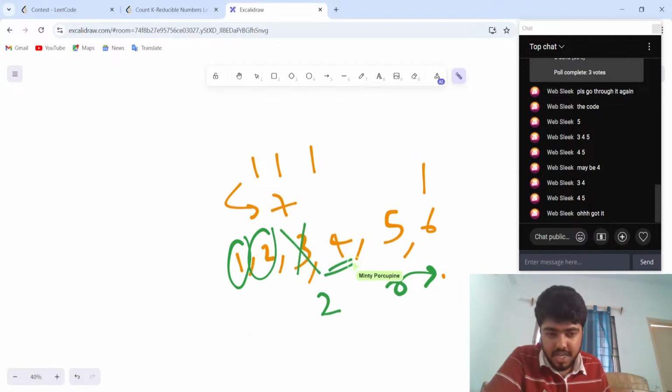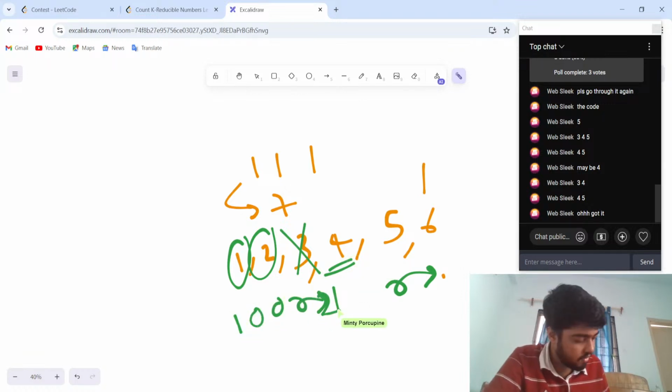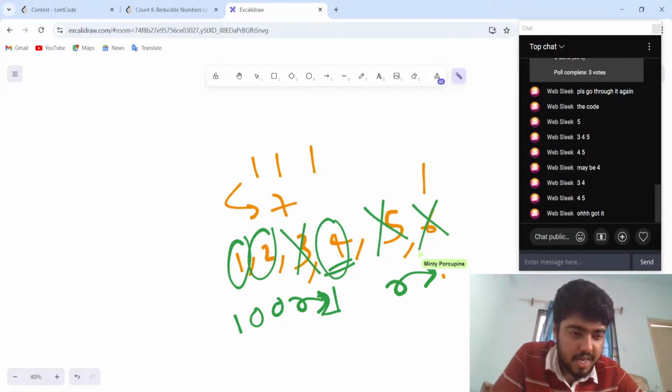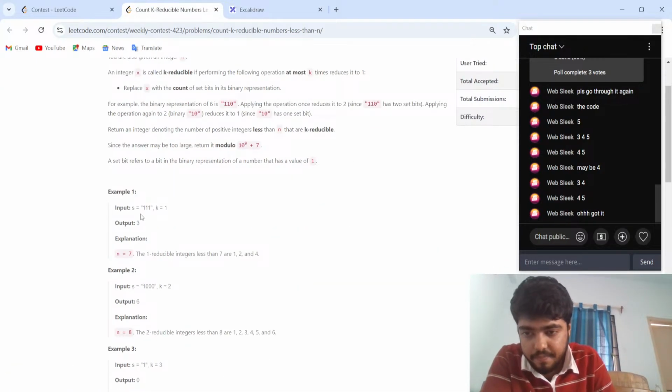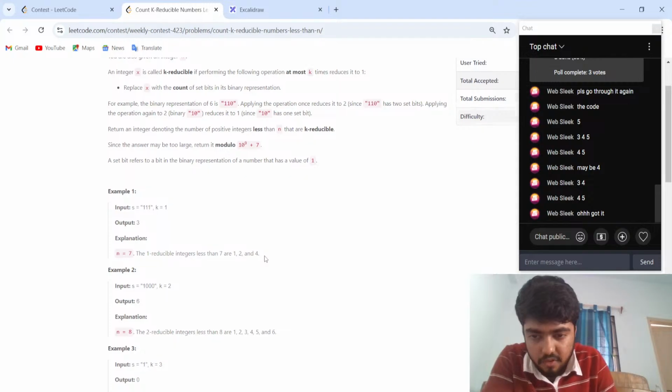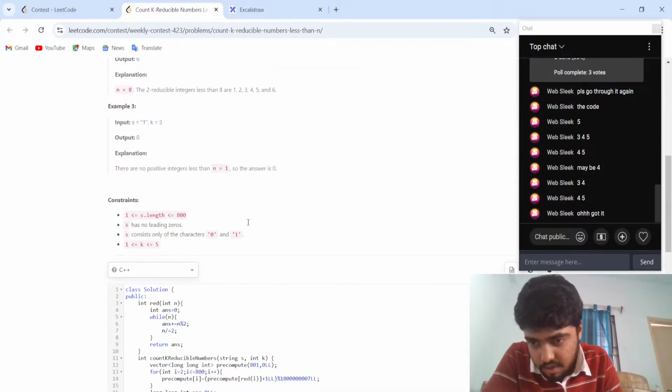4, you can check it, okay? The binary of 4 is 100. So how many set bits are there? Only 1. So it gets converted in one step only. For 5 also it doesn't work, and for 6 also it doesn't work. You can check it by yourself. So what are the values? That is 1, 2, and 4. So there are three values, and the values are 1, 2, and 4. Similarly, you can do for the other ones also.